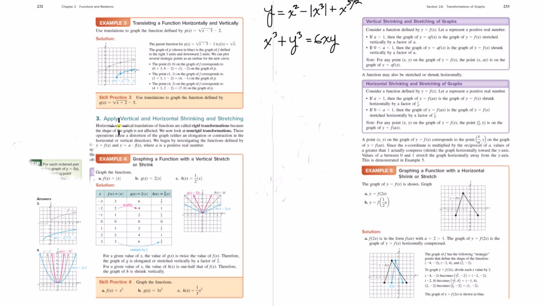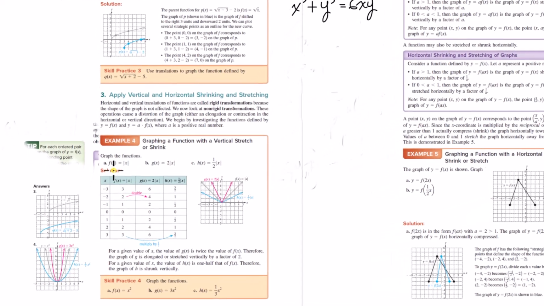All right, now another thing we can do is we can apply vertical and horizontal shrinking and stretching. And this would be about the X or Y axes. You could do a horizontal stretch or shrink about the Y axis, or you could do a horizontal stretch or shrink about the X axis. Okay, now what we did with translating the graph, those were rigid transformations. The stretching and shrinking are non-rigid transformations. So the graph is gonna change shape. It's not just going to translate.